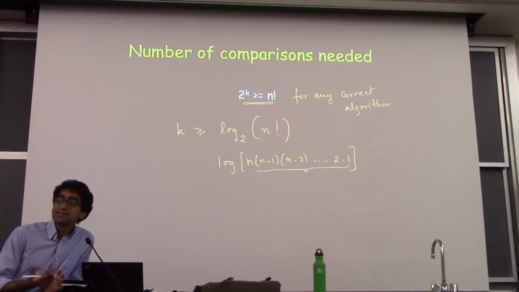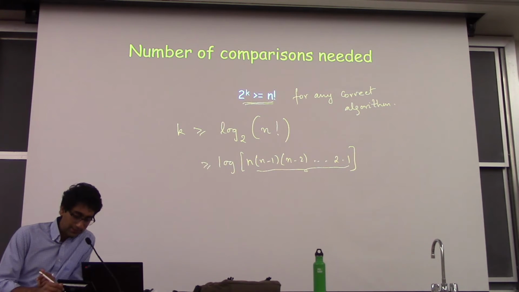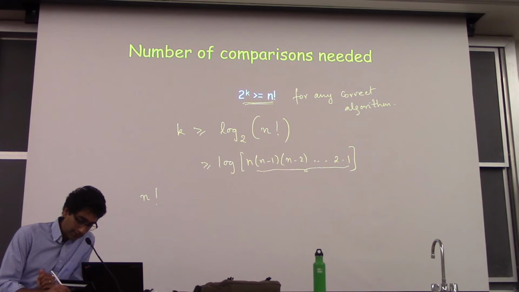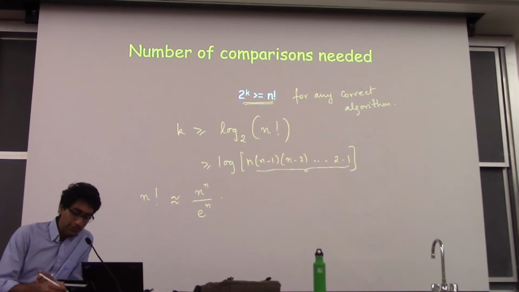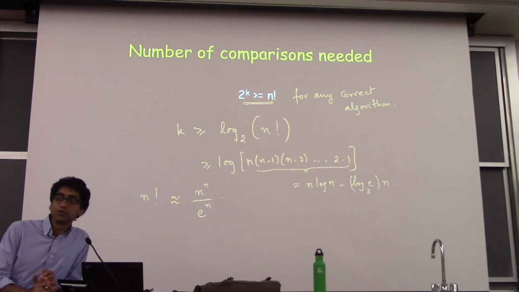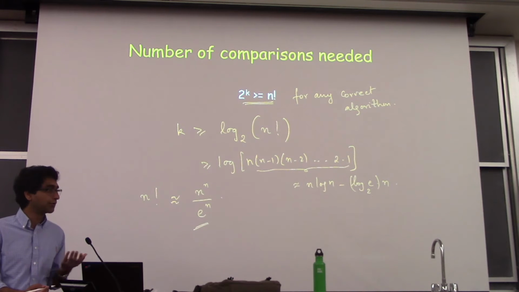Okay, so what is this asymptotically? Actually, maybe we saw this in the first homework, or did we? But one way to easily bound this is, it turns out that n factorial is roughly n over e to the n. You can use that to conclude that this is roughly n log n minus some O of n, so log e to the base 2 times n. For those of you who know, this is one way of doing this.